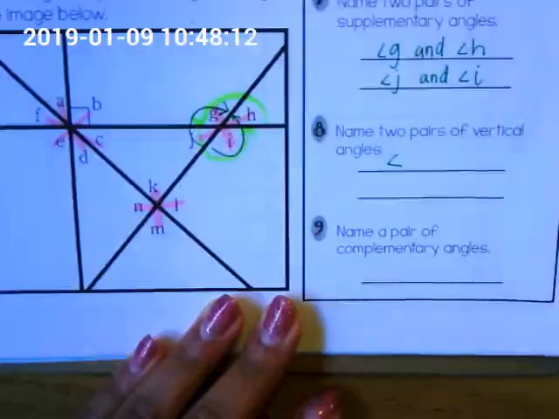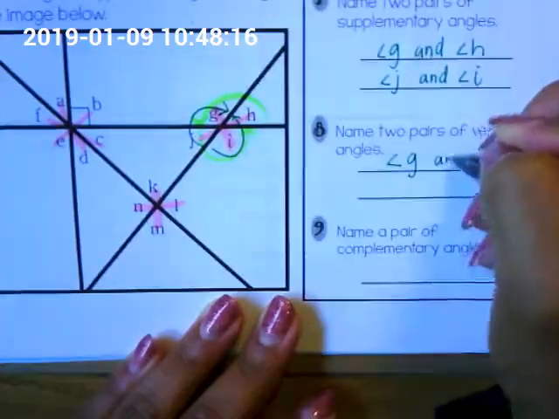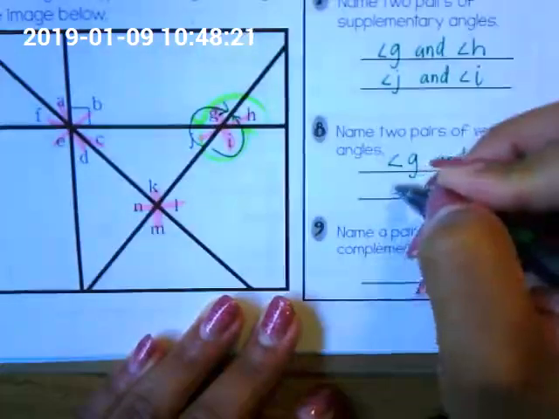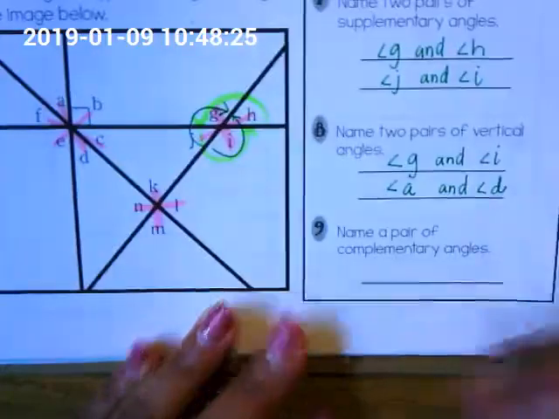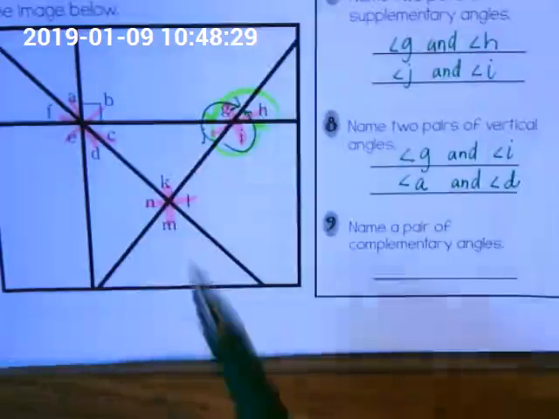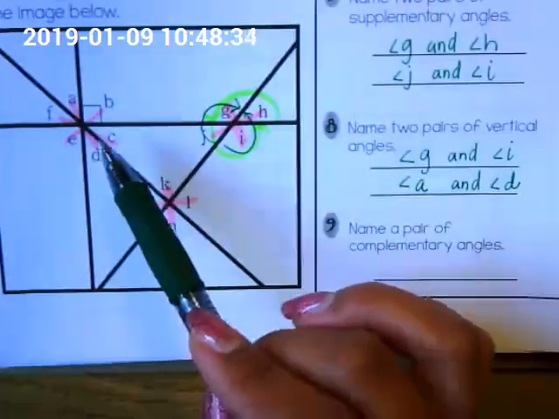So angle G and angle I I'll use. Then I'm going to also use angle A and angle D, to remind us that it doesn't always have to happen here. It could happen in an instance like this.